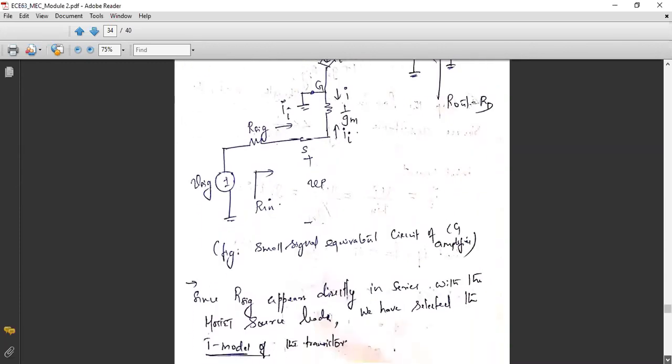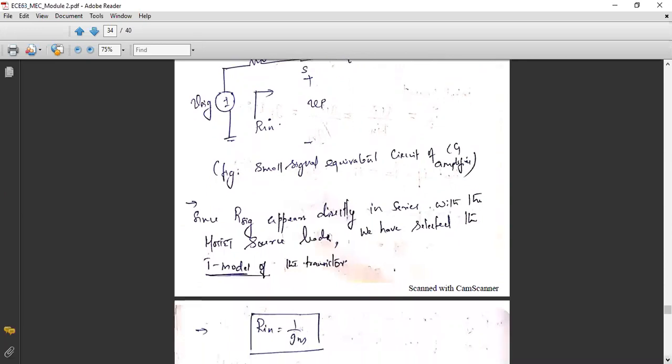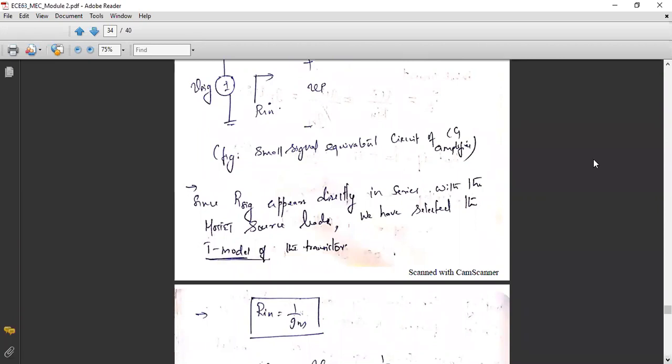Now, going to the analysis. Hope, Bhavani, you understood how you are drawing the small signal equivalent circuit from the main circuit. Yes, sir.